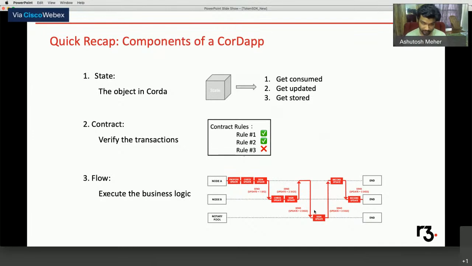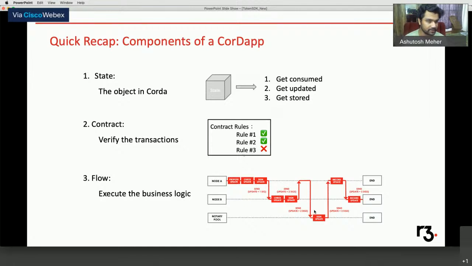From the point of view of writing a CorDapp, there are basically three essential components which you need to code. The first one is the state. That's basically your representation of your asset. It contains all the properties of your asset. So if it's a vehicle, it would have your vehicle identification number, your registration number. It would have things like who is the owner of the vehicle, who has manufactured the vehicle, and all this information becomes part of the state. This information is encapsulated in an object, and that object is called a state.